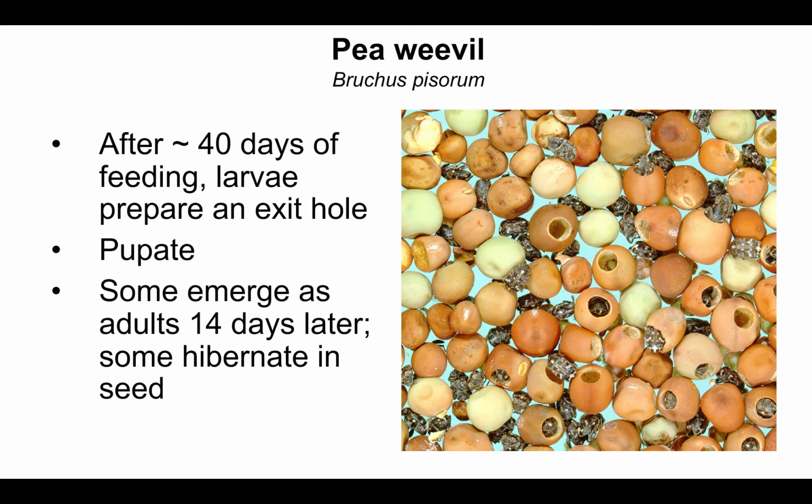What happens is that some of the pea weevils will pupate, and some will stay inside the peas as an adult and hibernate, and others will hatch out and go and hibernate.